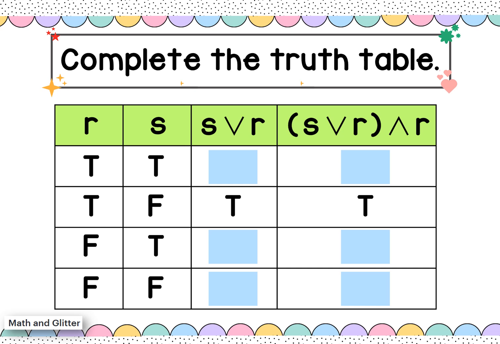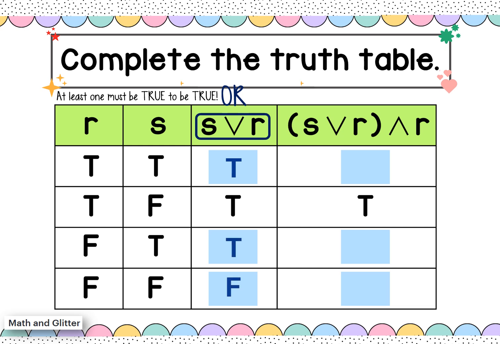Spice it up a little bit. We have our R and our S, and we have to do an OR. So at least one has to be true to be true. So that first row is true. We already have the second row in. We have another true and a false.